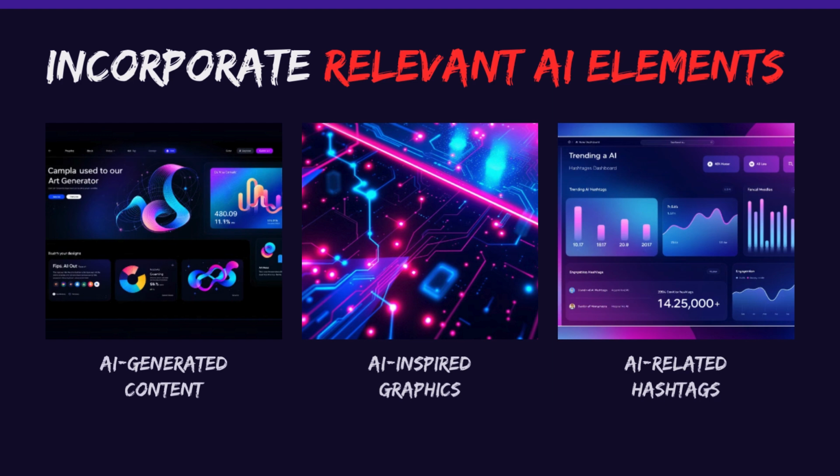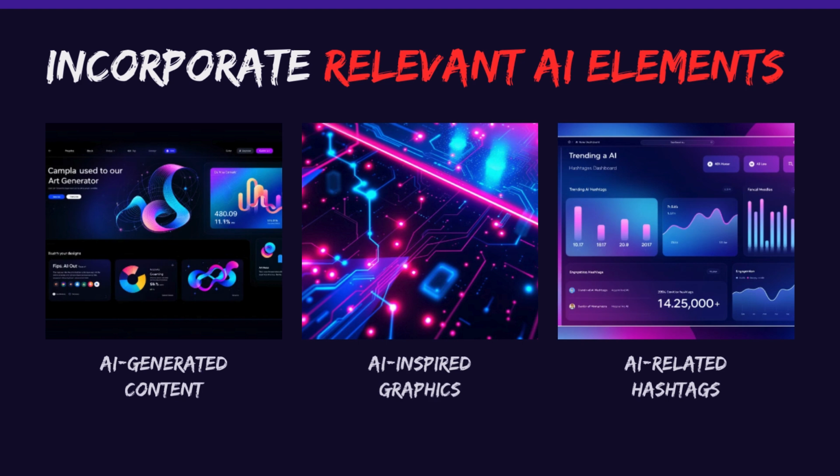AI-generated content. Utilize AI tools for creating visuals like illustrations, videos, or even text for your captions. These tools can generate unique content that aligns with your AI theme. AI-inspired graphics. Incorporate abstract patterns, geometric shapes, or robotic designs into your graphics. These elements add a futuristic and AI-driven aesthetic to your content.